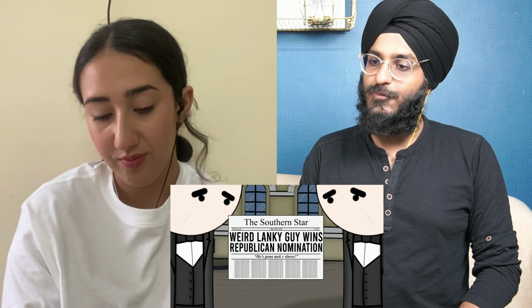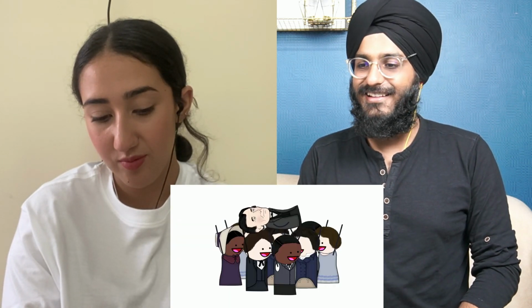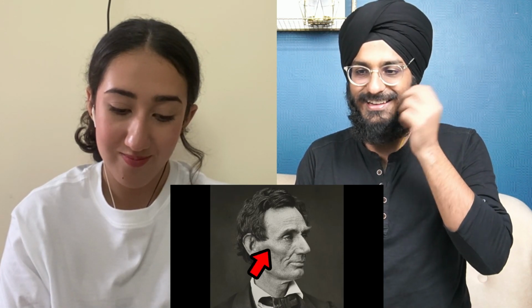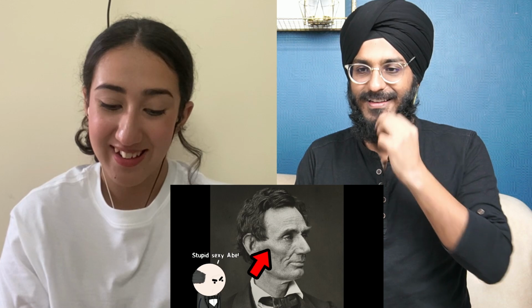Further fear began to spread in the South when news broke that a relatively unknown figure had just secured the Republican Party nomination for president. Weird, lanky Abraham Lincoln, mostly well-liked among anti-slavery Northerners, had made some of the most powerfully worded speeches against slavery of any politician at the time. And now, there was a chance that he and his cheekbones could become president. For the South, that would be too much.